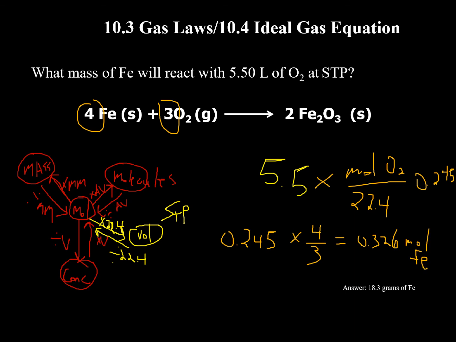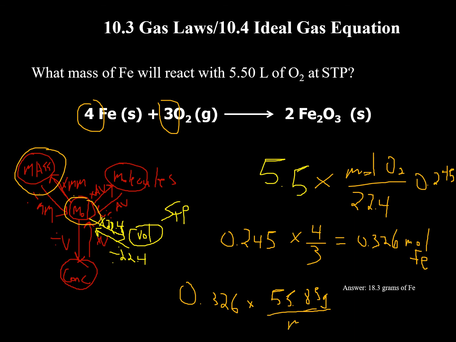Now that we have our moles of iron, we want to find the mass of iron. So we have the moles, we want to find the mass. We have to multiply it by the molar mass of iron. So 0.326 multiplied by 55.85 grams per mole. That gives us 18.3 grams of iron.